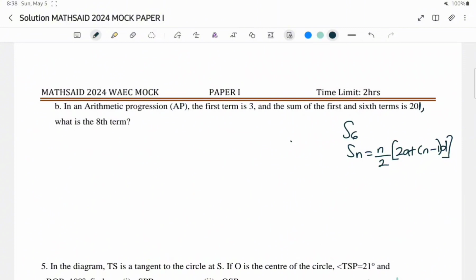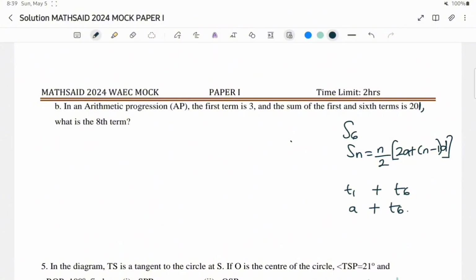But in this question, we are told the sum of the first and the sixth terms. That means we are talking about T1 plus T6. And T1 is usually represented with A, the first term. So it is A plus T6. Please take note when you have questions like this.